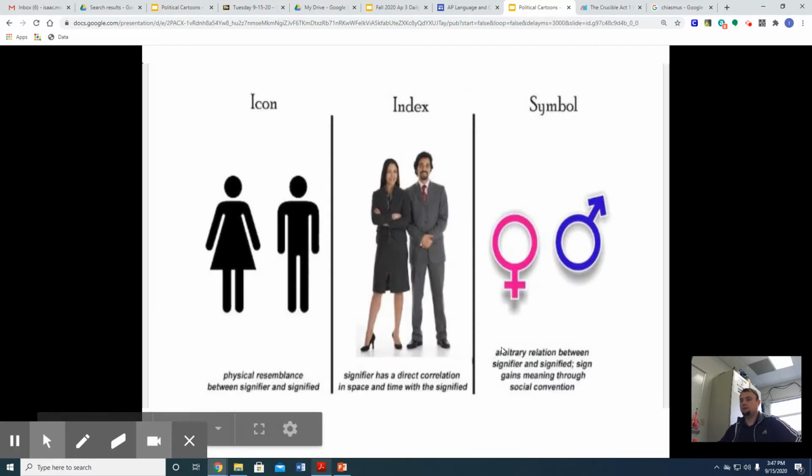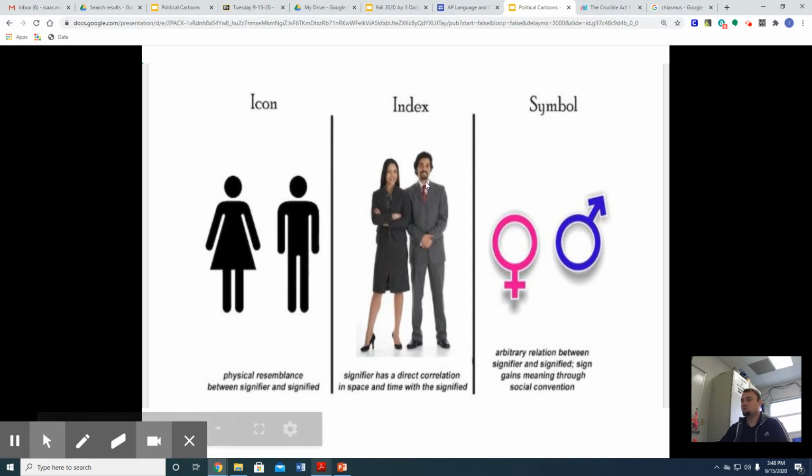So the difference between iconic and indexical symbols: icons are basically any kind of physical resemblance meant to signify either a larger idea or something similar. Index is basically a picture. This is a picture of somebody or something, and it's meant to symbolize this thing. And then, of course, we have symbols. So you can see here, these are the traditional bathroom symbols for man versus woman. Obviously, not everybody looks like this, but we can see this icon and think, okay, this is the women's bathroom, this is the men's bathroom.